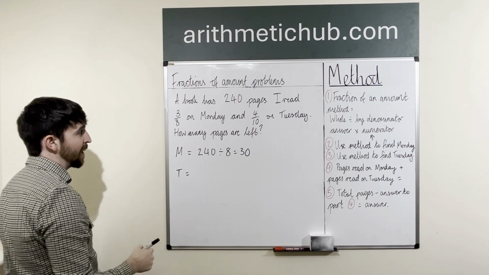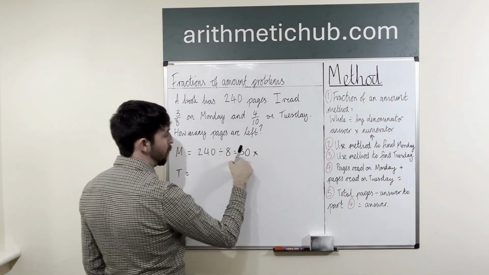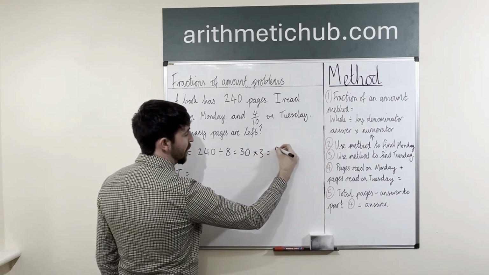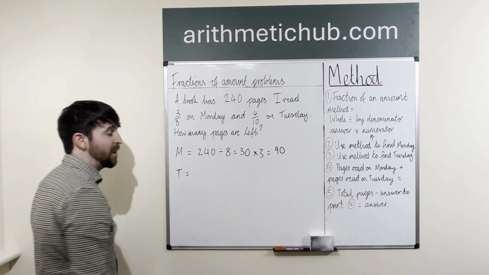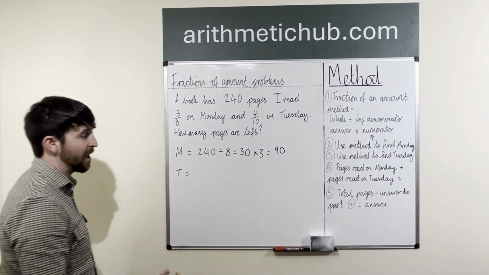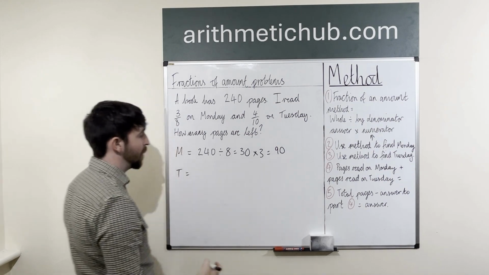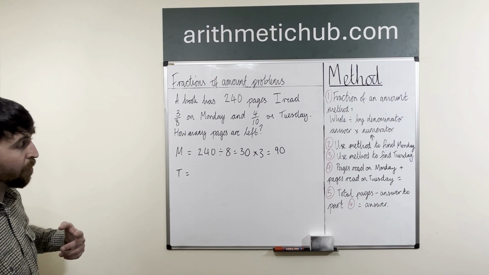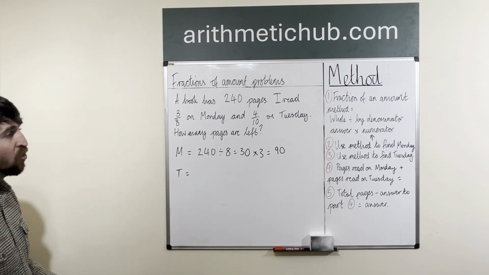Now my numerator here was 3. So what I need to do is my answer of 30 times by 3. 30 times 3 is going to give me 90. 3 times 3 is 9, so 30 times 3 is going to give me 90. Use my number families. So on Monday I read a total of 90 pages. Now let's have a look at Tuesday.